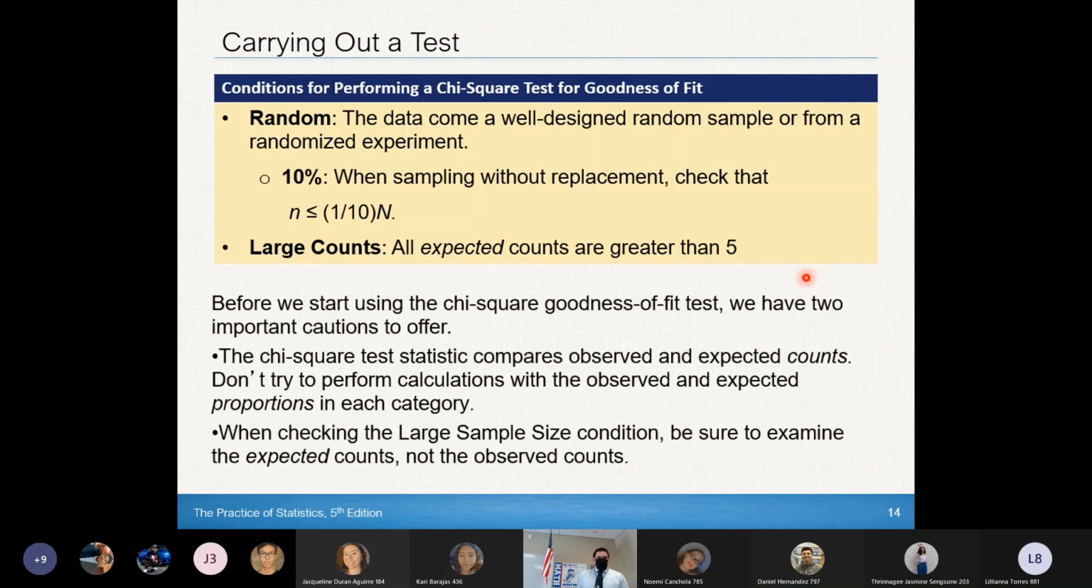Before we start using the chi-square goodness of fit test, we have 2 important cautions to offer. One, the chi-square test statistic compares observed and expected counts. Don't try to perform calculations with the observed and expected proportions in each category. You will get horribly, horribly wrong solutions. Two, when checking the large sample size condition, be sure to examine the expected counts, not the observed counts.